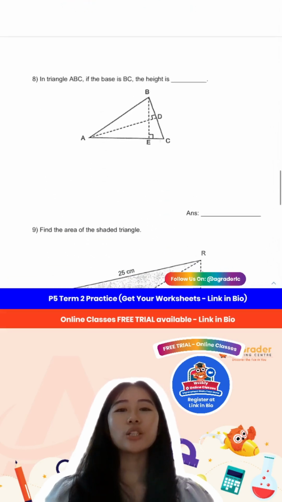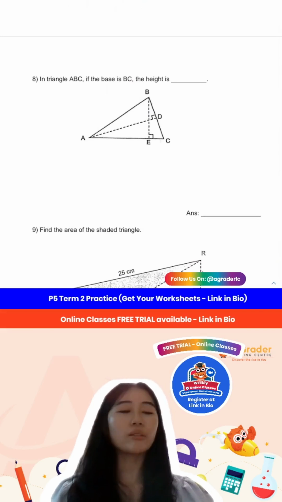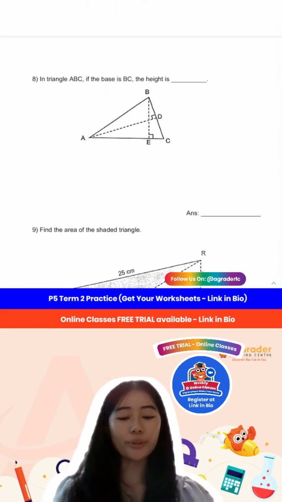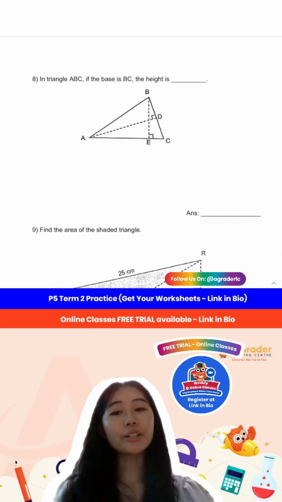All right, next question is fairly simple. You don't need to calculate anything. Just look for the height in this triangle. So you can let me know your answer.